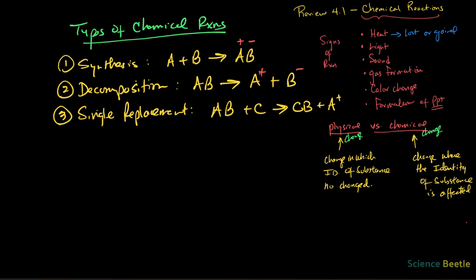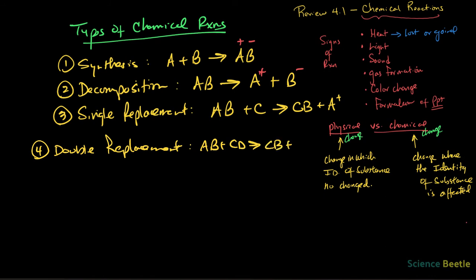Not a problem. So here the fourth type of reaction here would be a double replacement. And the double replacement here would be when you had AB reacting with CD, and then the products here would be CB and AD, right? The fifth type here was a combustion reaction.